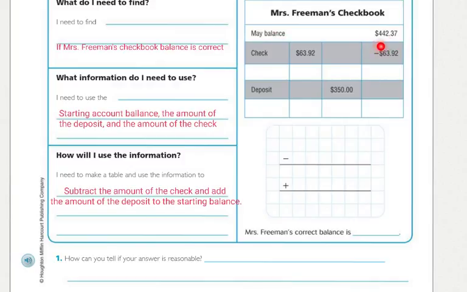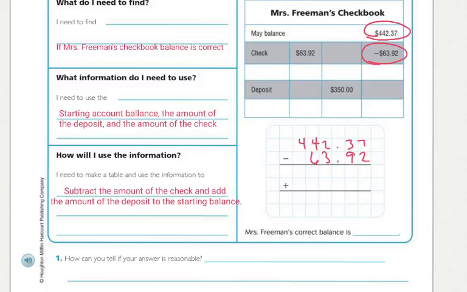So here's the May balance. I have $442.37. My checks, this is the column that I'm going to subtract. There's my check, right? I'm minusing it. Here's my deposit, and I'm adding it, so it's in a different column. So let's start with my balance right here of $442.37. Put my decimal. It's really important I line up my decimals. I'm going to subtract the 63.92. So let's see what I get from that.